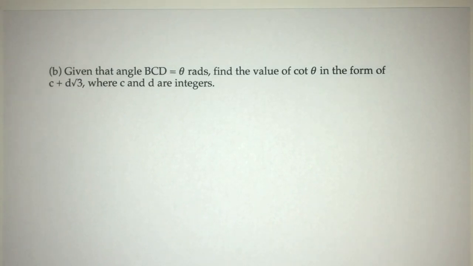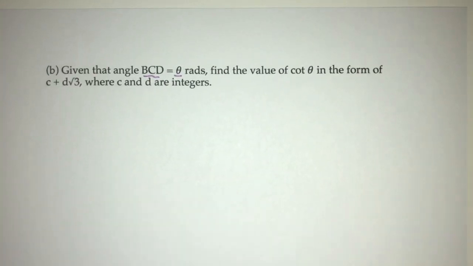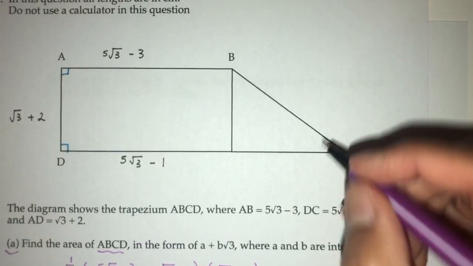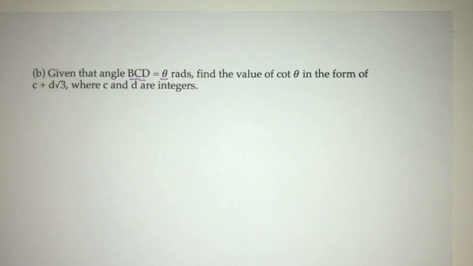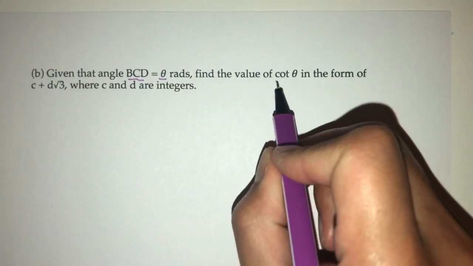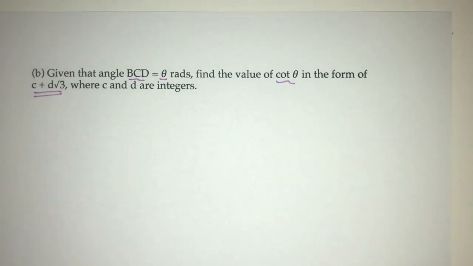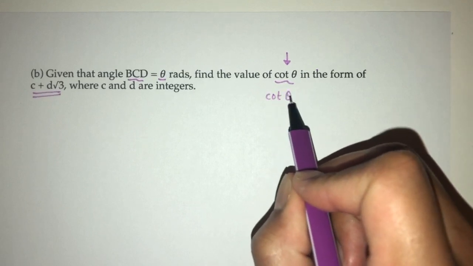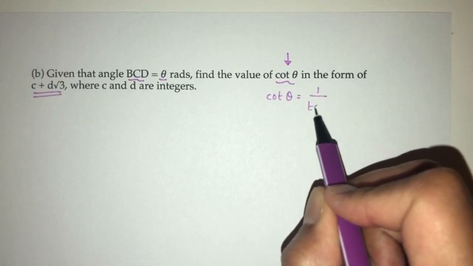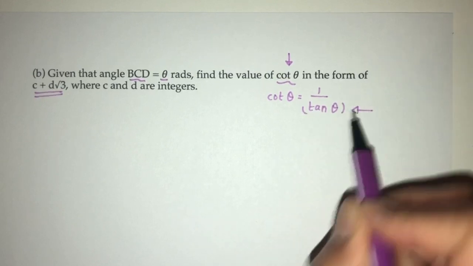So here we have what? We have the angle BCD is this. So let's see where's the angle BCD. BCD is this angle. This is theta radians. Now, find the value of cot theta in the form of this. So pretty easy, let's think. How can you find the value of cot theta? So we have to think, what is cot theta? By definition, it is 1 divided by tan theta, right? So we can first find this one and then find cot theta.